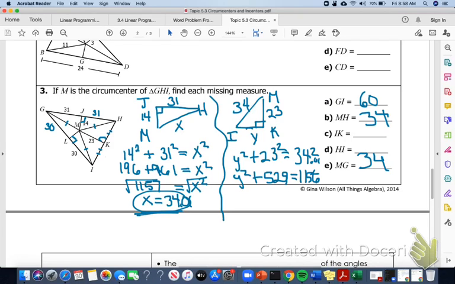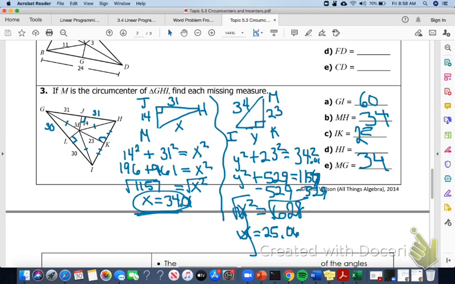So this would have been 1,157. So if I subtract 529, I get 628. Sorry. And now if I take the square root of 628, it is 25.06. Okay, and that was y. But that was IK. So IK is 25.06, and these would have been 30.01, 34.01.